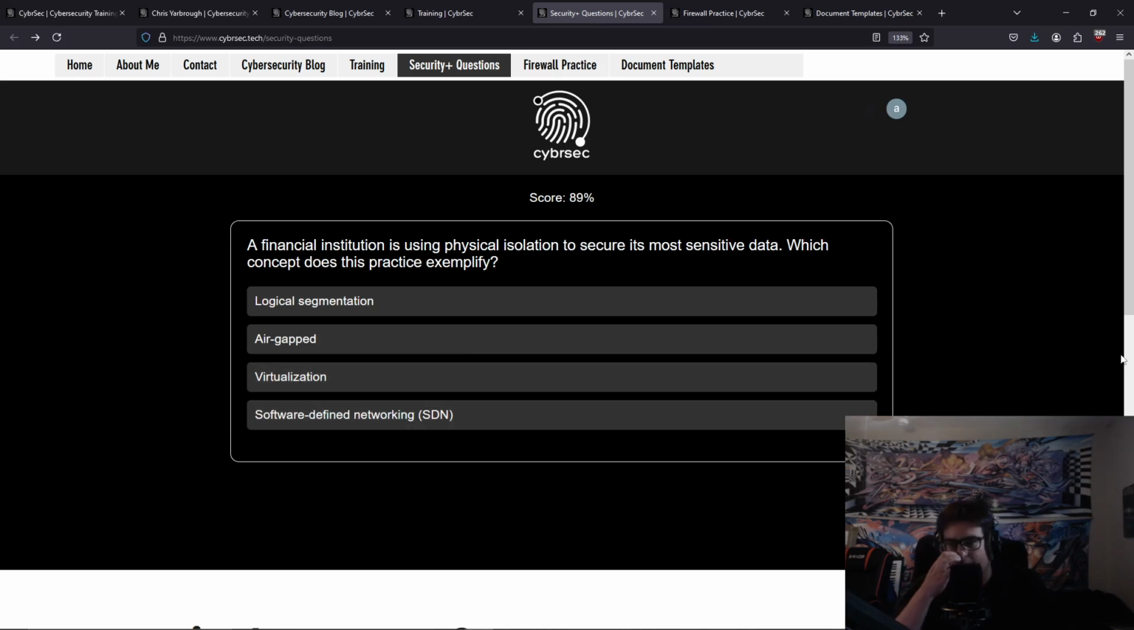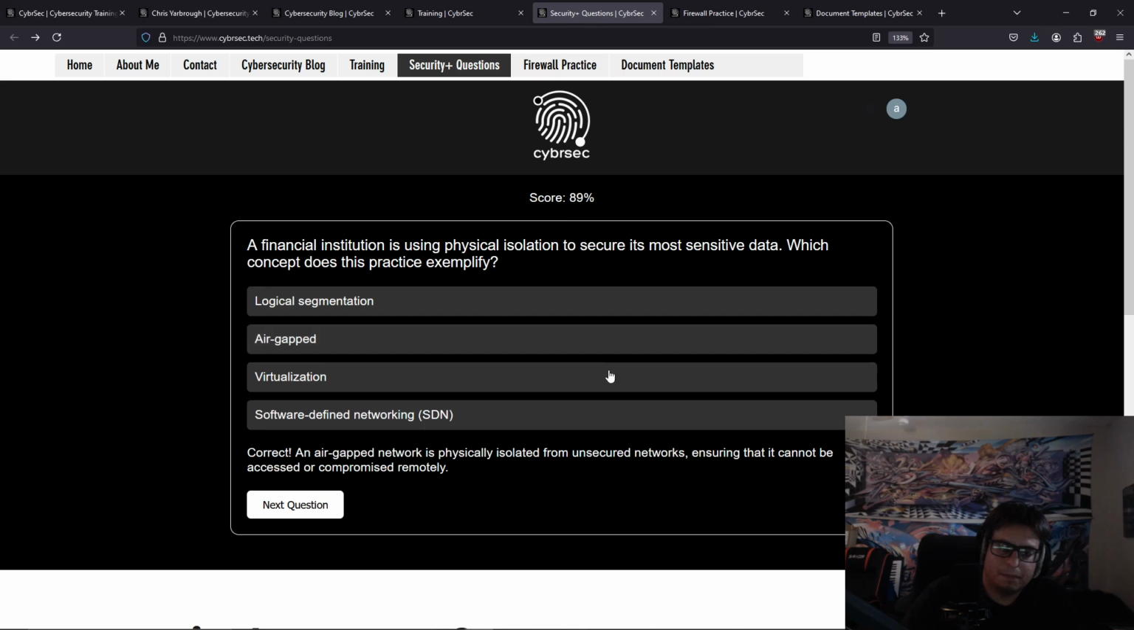A financial institution is using physical isolation to secure its most sensitive data. Which concept does this practice exemplify? Physical isolation, keyword, air-gapped. Correct. An air-gapped network is physically isolated from unsecured networks, ensuring that it cannot be accessed or compromised remotely.